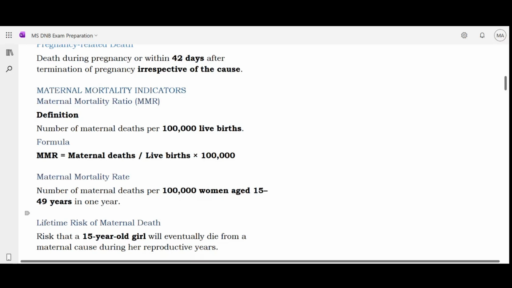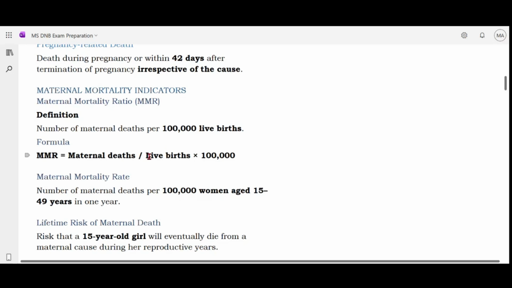Okay, so the first indicator is the maternal mortality ratio. That is the number of maternal deaths per 1 lakh live births. Okay, so maternal deaths are actually measured per 1 lakh live births. Here, the maternal death is the numerator, but the numerator is not a part of the denominator. Okay, that is why it is called a ratio. The denominator is live births and the numerator is maternal deaths. Okay, so it is not all the pregnancies, it is calculated with respect to only live births.